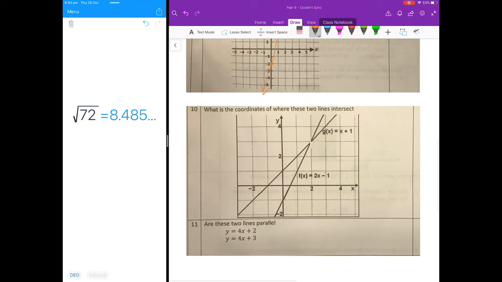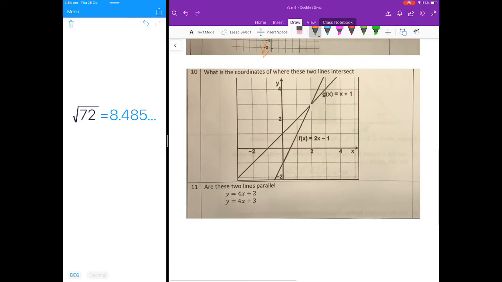Jump down to our next question, and we are looking at where the two lines intersect. It's quite literally where they hit each other. And if we look directly below, we have the x value of 2. If we look directly to the left, we have the number between 2 and 4, which is 3. So our point is 2, 3.